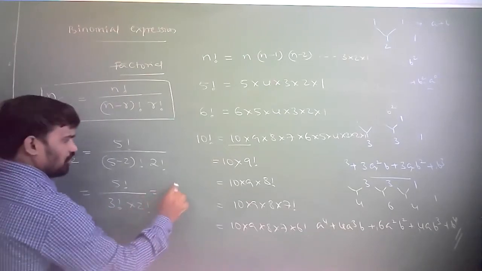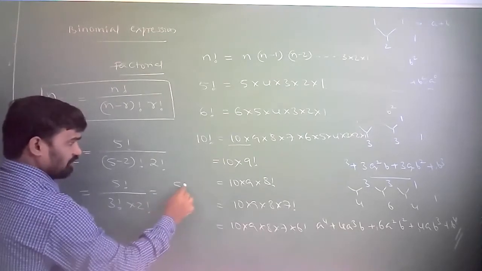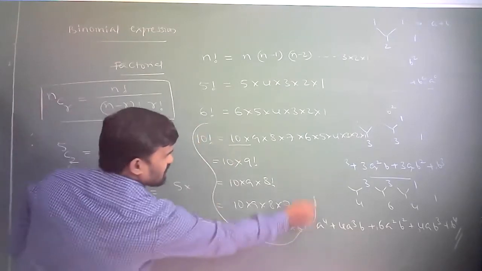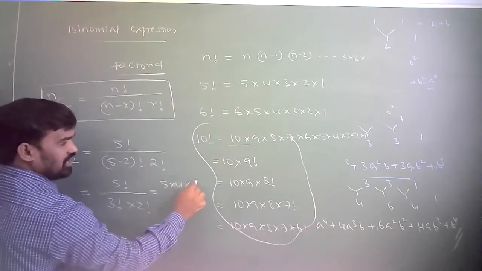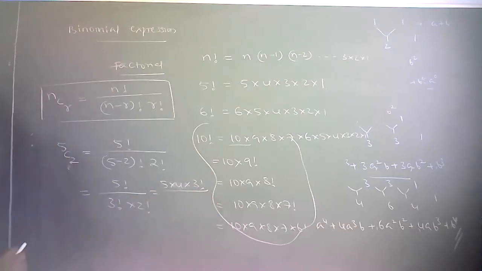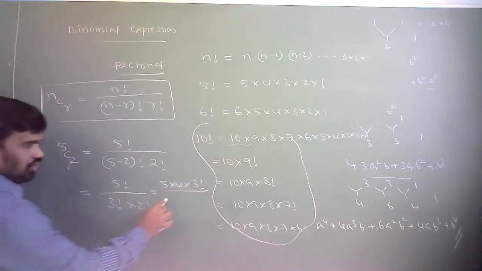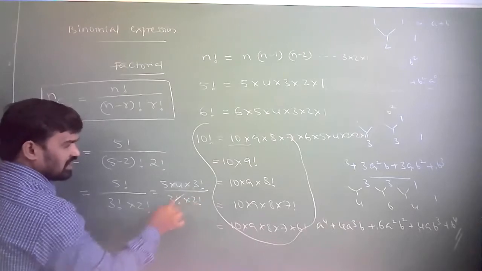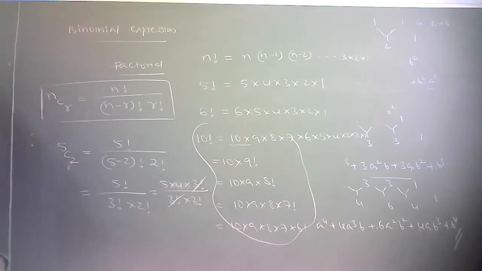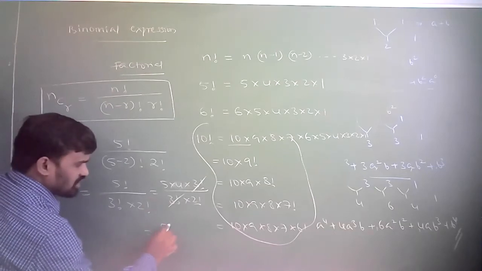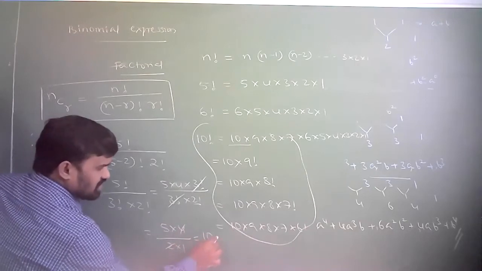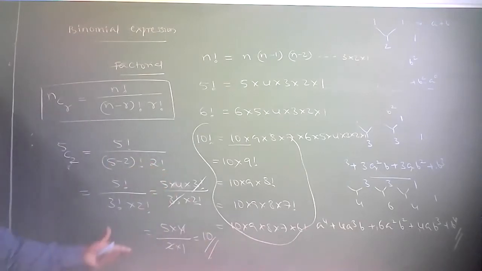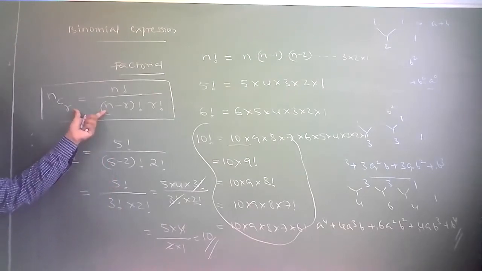So this is equal to 5 factorial. Apply the same concept, beta: 5 into 4 into 3 factorial, divided by 3 factorial into 2 factorial. So the 3 factorial gets cancelled. Hence we can write this as 5 into 4 by 2 into 1. The answer is equal to 10. So this is the simple example by which you can understand this formula.